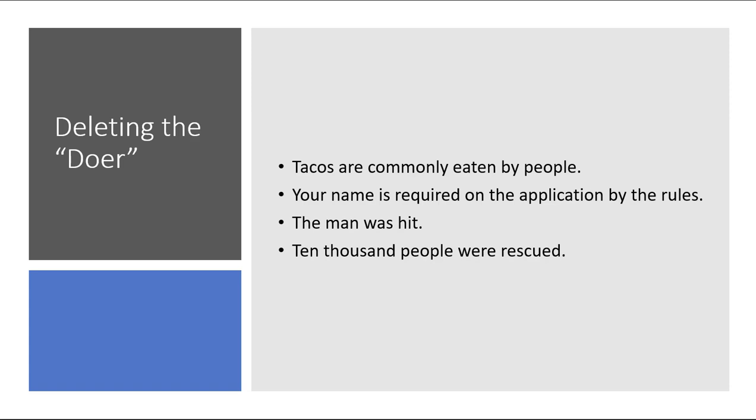In the first sentence, the doer is actually redundant. Also, in the second sentence, the doer is unnecessary. However, in the third and fourth example, the reader is left wondering who the subject is or who the doer is. Therefore, it should be added.